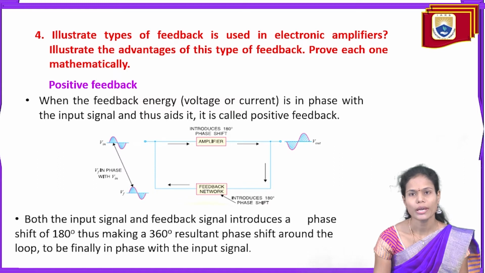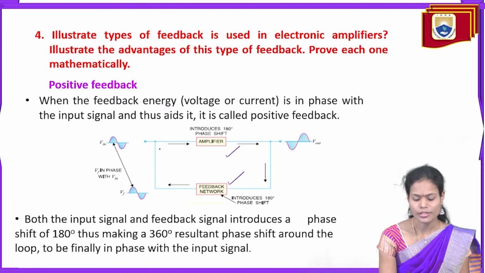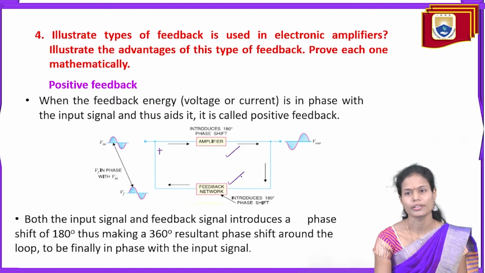So here we have two types of feedback, that is positive feedback and negative feedback. Whenever the feedback energy is in phase with the input signal, it is called positive feedback. In the case of positive feedback, we have the amplifier and feedback network. So the feedback signal is adding with the input signal here.